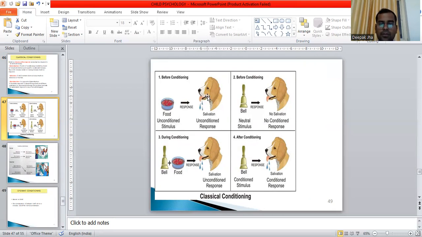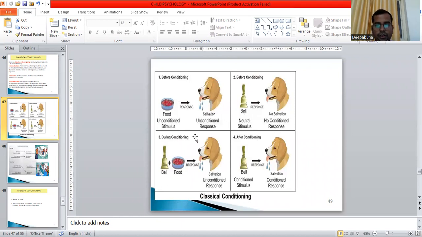Now Pavlov intervened. Before conditioning, he was first showing the food. Now, instead of the food, he replaced it with a bell. He used to ring a bell. The bell is the neutral stimulus, the experimental stimulus, the stimulus we are trying to see whether it will cause any conditioning. When the bell was rung, there was no salivation of the dog. So the neutral stimulus caused no conditioned response.